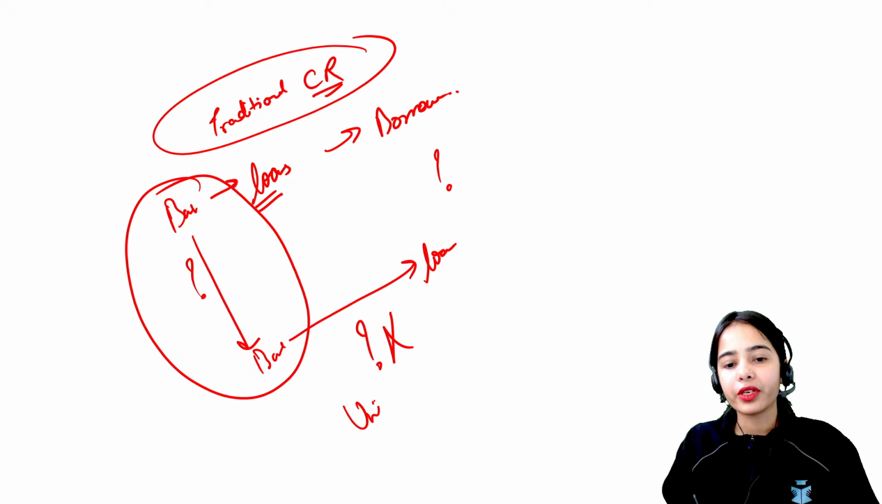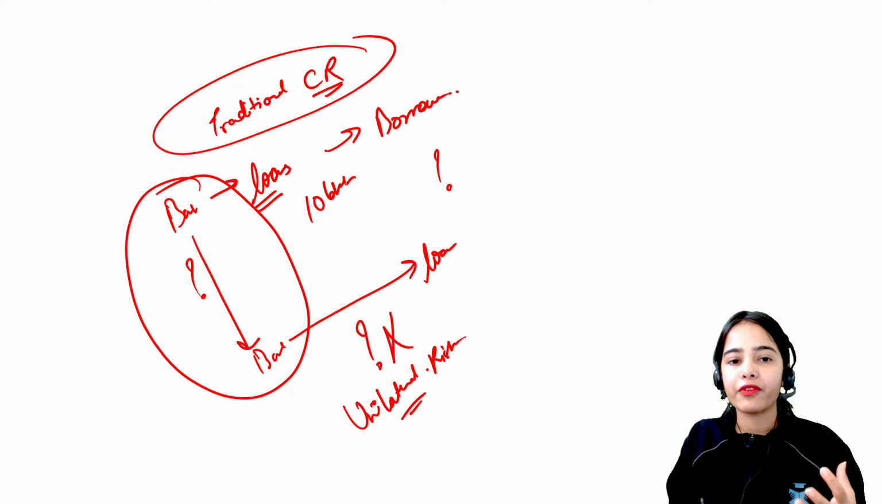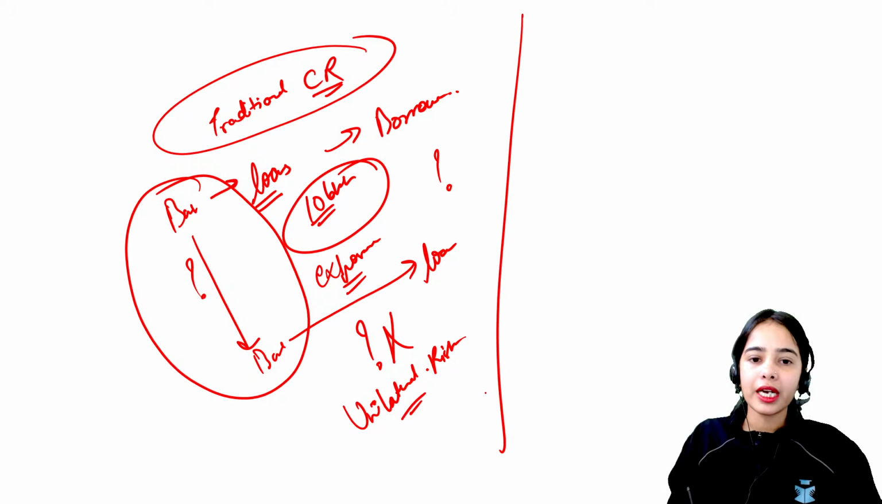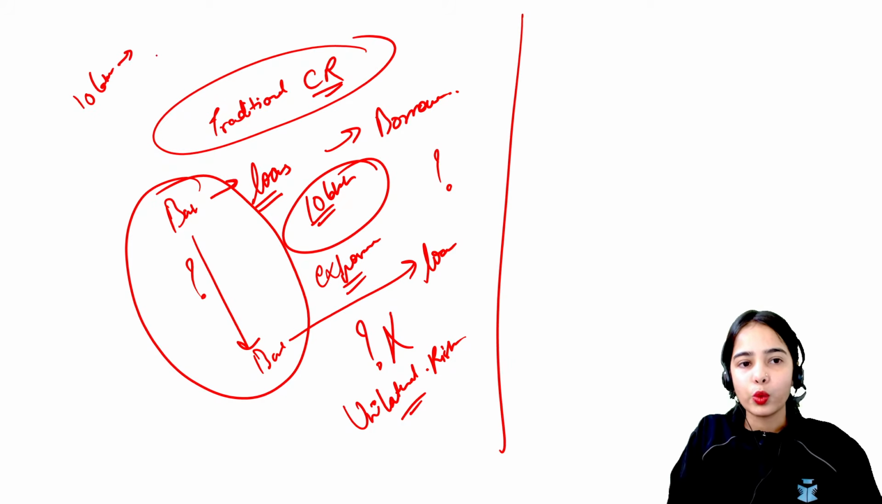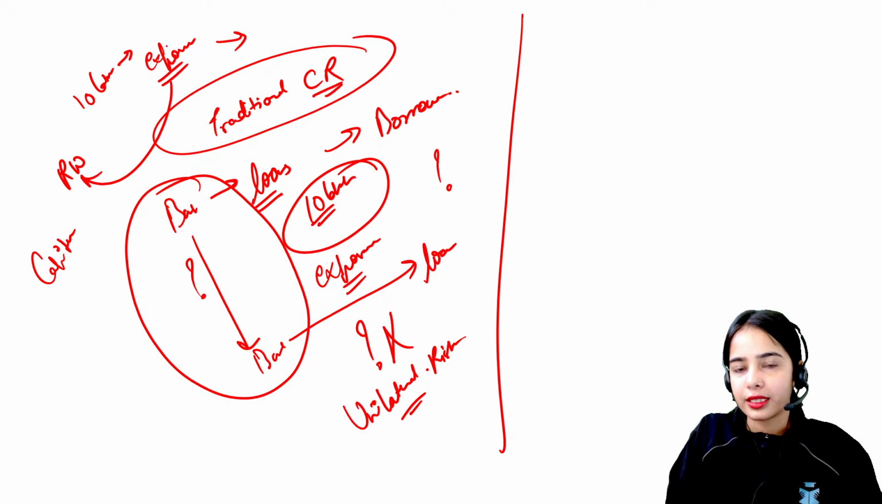That is a unilateral risk, we can say. This is a unilateral risk, and the bank knows that 10 lakh rupees has been given as the loan, so this is the exposure of the bank to the borrower, and against the exposure the bank has to maintain the capital against the risk weighted asset, okay?